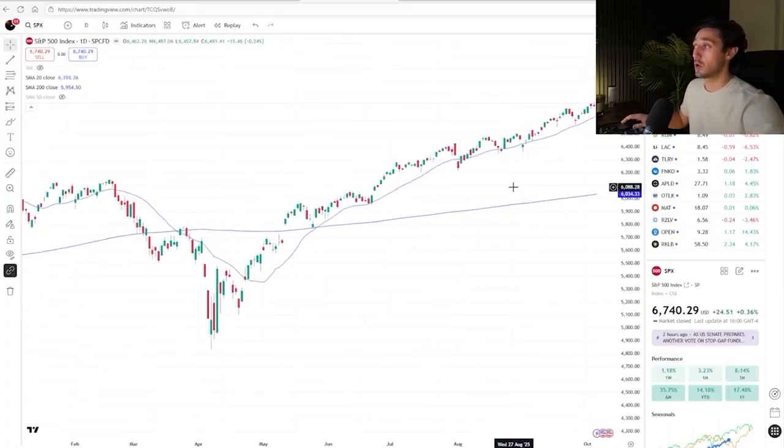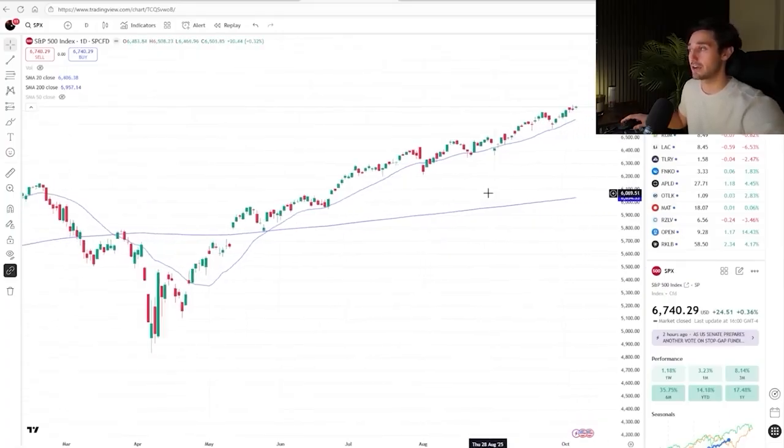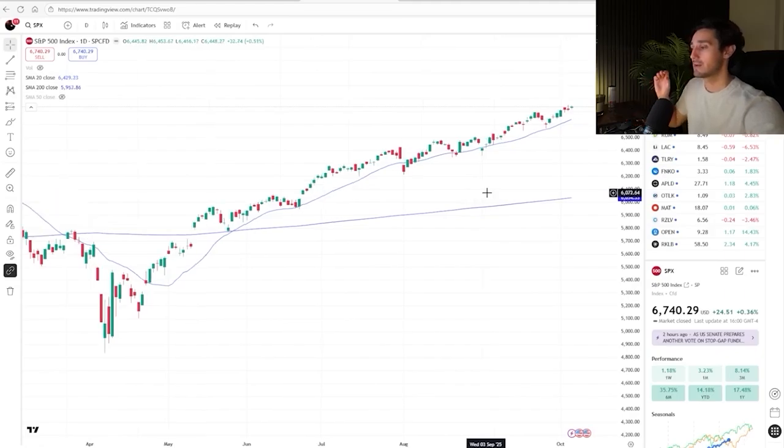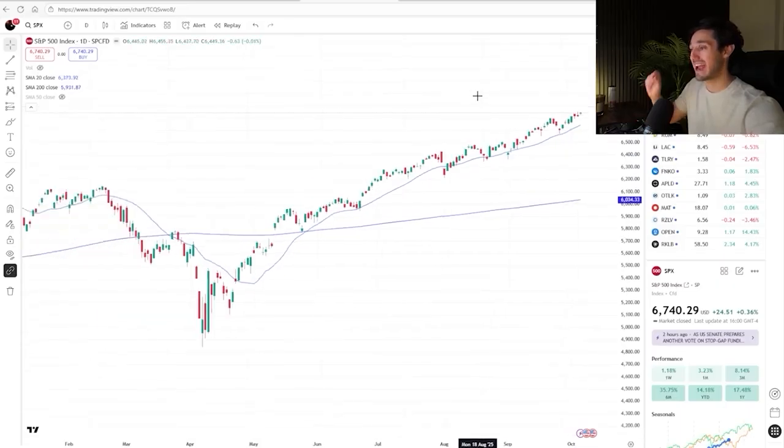So if you're looking at a stock or any type of asset that is power trending and closely following the 20 SMA, you could actually use every dip into the 20 SMA as a buying opportunity, especially if it matches up with the other criteria that I have taught you.